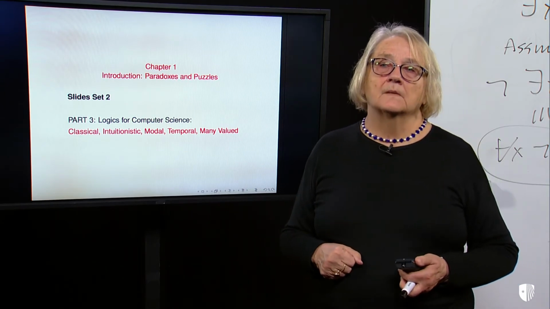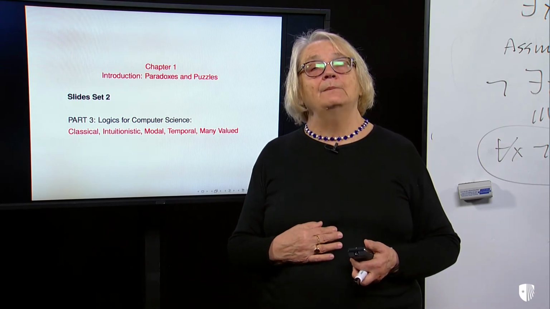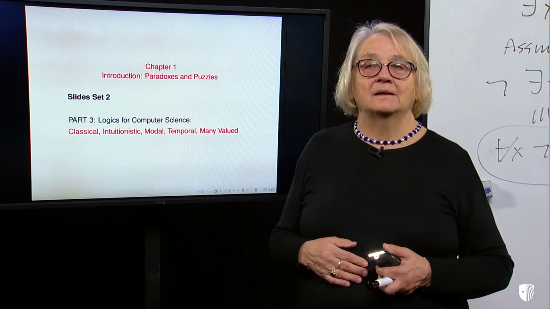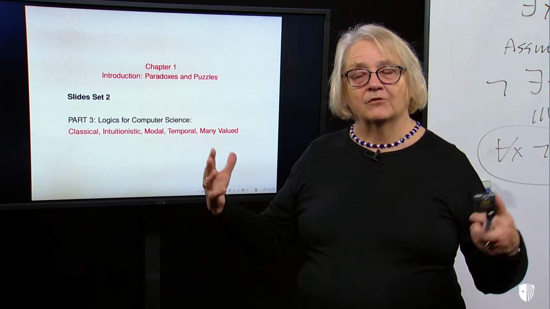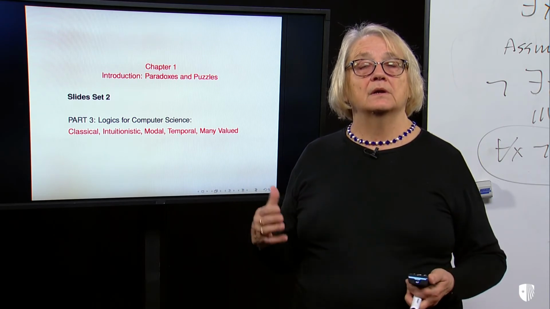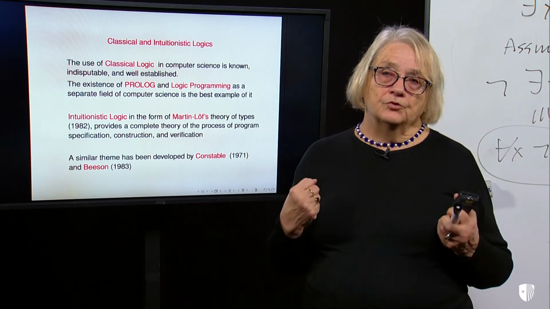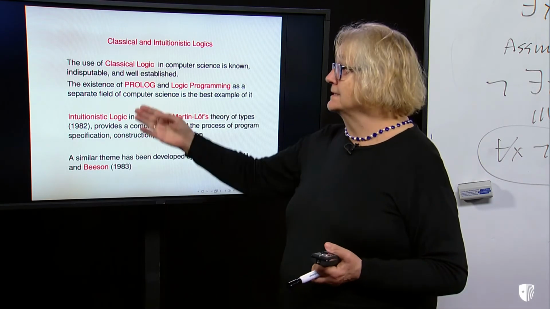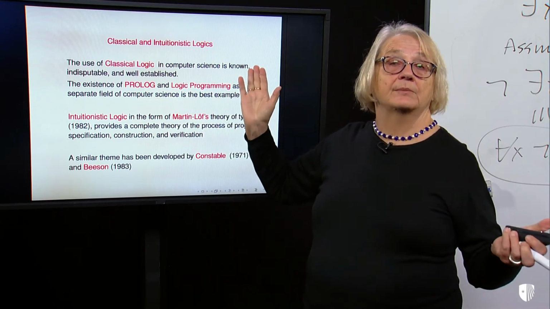Another type of paradoxes, I call them puzzles, belong to computer science. They developed a little bit later, but they are very important because, again, they moved the foundation of computer science, they moved thinking about our human reasoning in very interesting new directions. The use of classical logic in computer science is now well known. For example, Prolog and logic programming exist as separate fields of computer science.